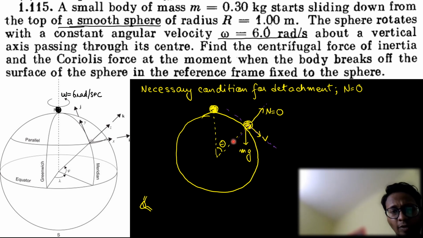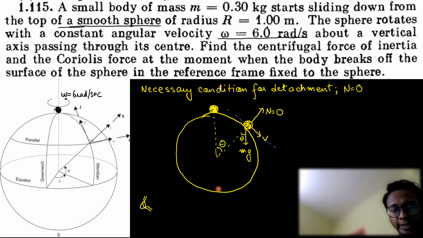What is the component of mg along this direction, normal to the tangent? It is mg cos theta, because this angle is also theta. These two lines are parallel, so if this angle is theta, this angle is also theta.